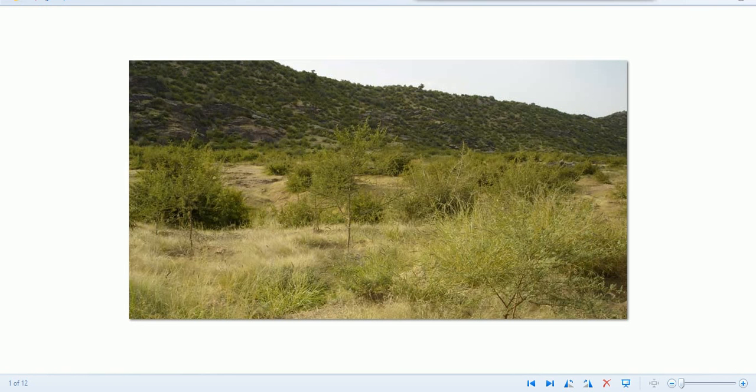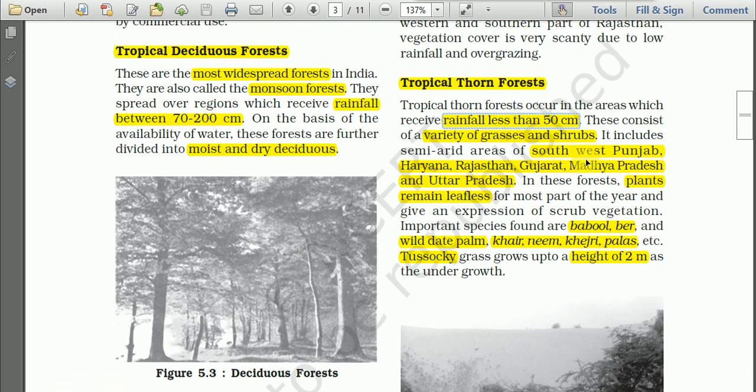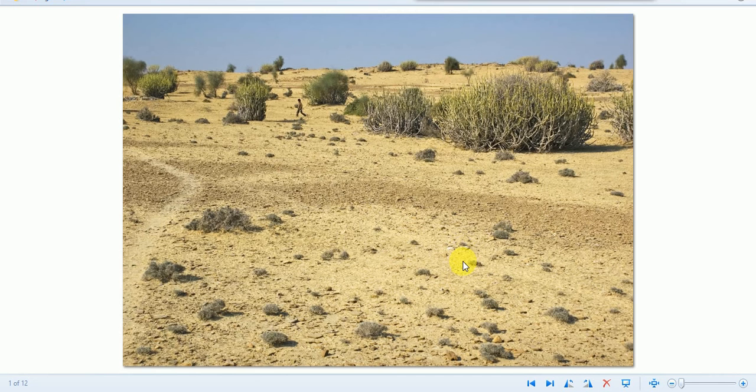This is a photograph showing this tropical thorn forest. It consists of a variety of grasses and shrubs. Shrubs here means small trees, together with the grasses. And this is another photograph showing scrub vegetation in the Thar desert. Here you'll find cactus and other small trees. This is a scene of scrub vegetation in the Thar desert of Rajasthan.